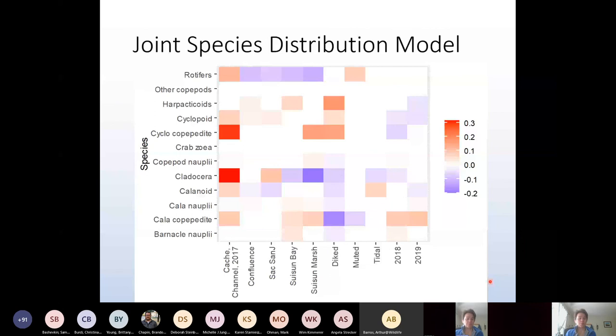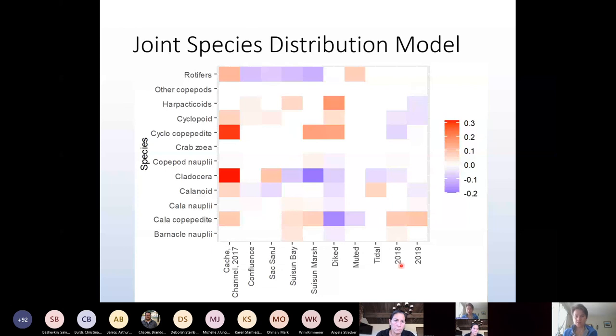So again, PERMANOVA just tells you things are different. I always like to know, well, what's different? So I ran a joint species distribution model, and looking at this plot, all of these critters are on the y-axis and the predictor variables are on the x-axis. Red squares mean there was a significant positive association between that species and that predictor variable. Blue squares mean there was a significant negative association between the species and the predictor variable. A white square means it wasn't significant or there was no association.